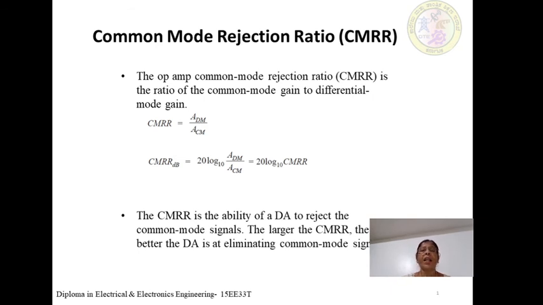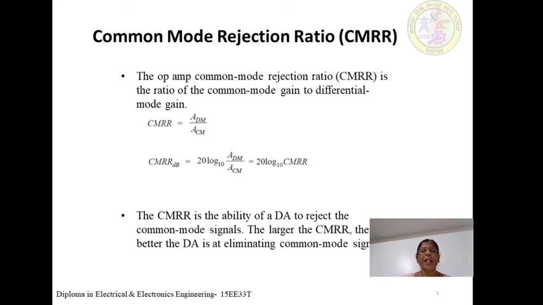So CMRR is equal to 20 log 10 ADM to the ACM, or it is equivalent to 20 log 10 CMRR, because CMRR is equal to ADM to the ACM. In place of ADM to the ACM, that can be replaced by the letters CMRR, common mode rejection ratio. You have to remember that the common mode rejection ratio is equal to 20 log base 10 ADM to the ACM. So the unit of common mode rejection ratio is bel, that is decibel.